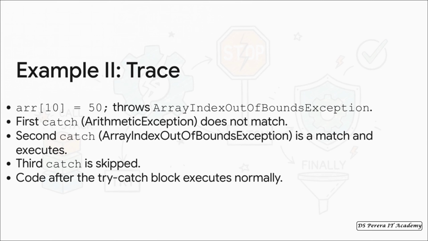The line int[] array = new int[5] runs fine. It creates an array with 5 slots, which means the valid indices are 0, 1, 2, 3, and 4.